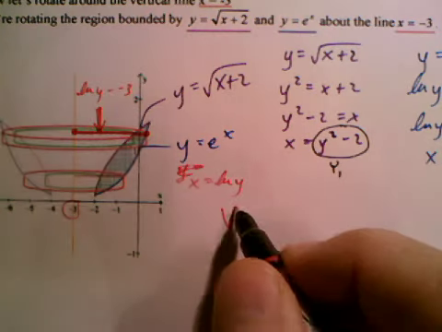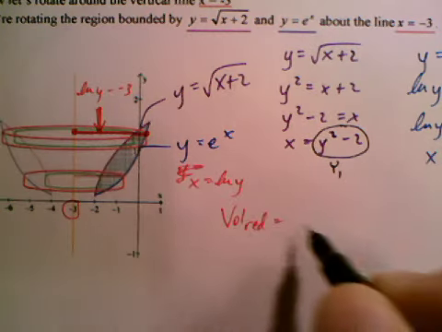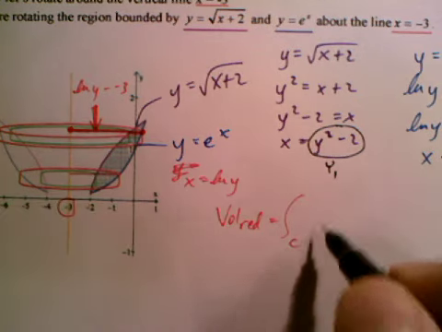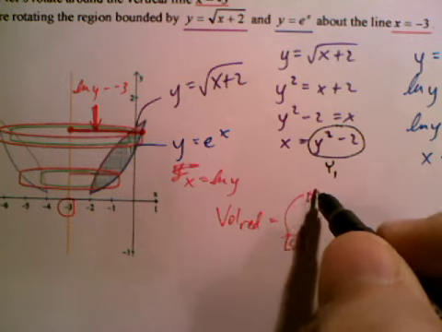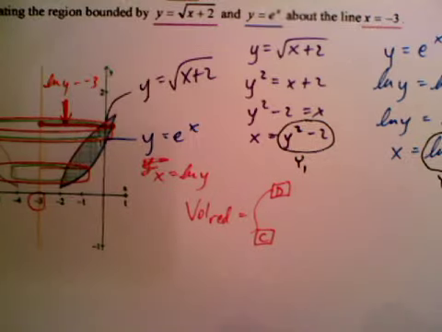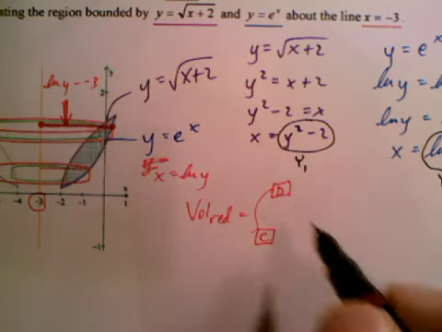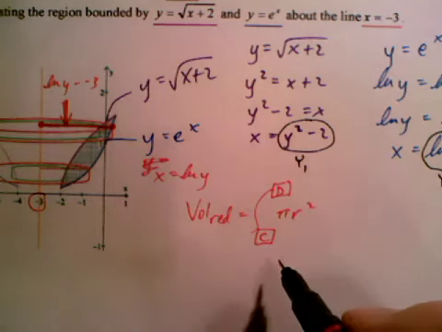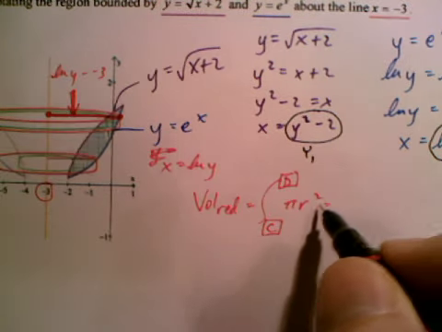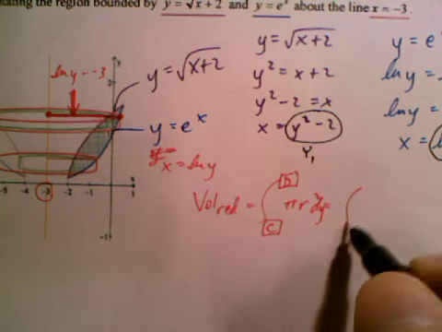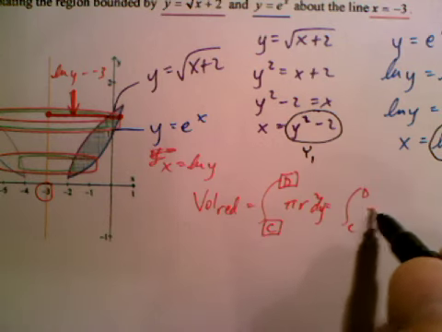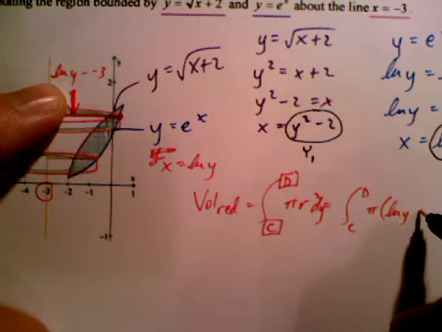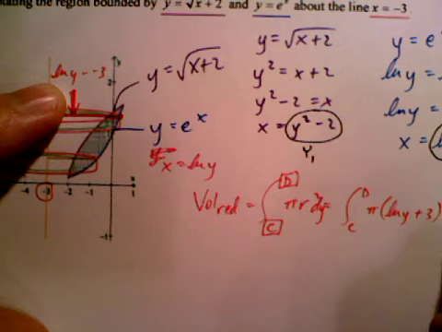So the volume red is going to be the integral. And remember, we already input the coordinates of the points of intersection, and when we integrate with respect to y, we go from c to d, bottom to top. So c to d of pi r squared dy. So what is r? That's the ln of y plus 3 quantity squared dy.